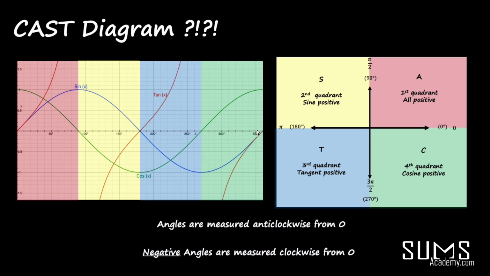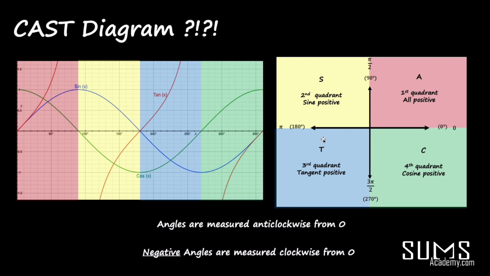So basically, the way you think about it: if sine is the only thing that's positive, therefore cos and tan must be negative. Same here. If tan is positive, then everything else must be negative. Same with cos. If cos is positive, then everything else must be negative. This is true for the other three quadrants, apart from the first one where everything is positive.